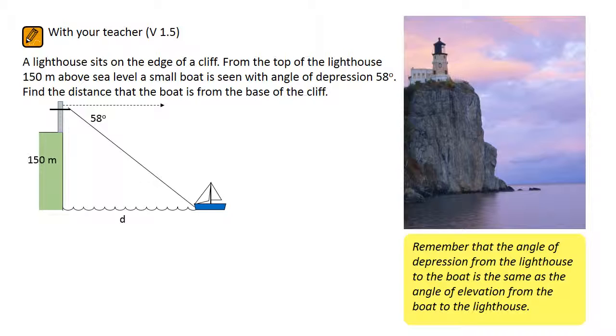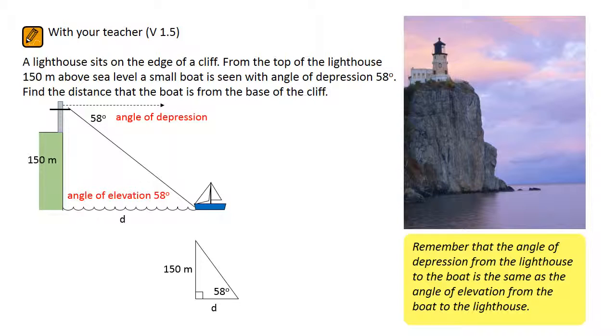The first thing we will notice is that it was the angle of depression that was given, 58 degrees. That's not inside a triangle at all. But the important thing to remember is that the angle of depression from the lighthouse looking down to the boat is the same as the angle of elevation from the boat looking up to the lighthouse. The angle at the bottom there is 58 degrees as well. If we redraw the triangle, it becomes a very simple trigonometry problem.